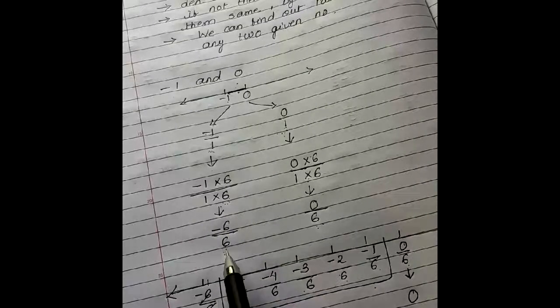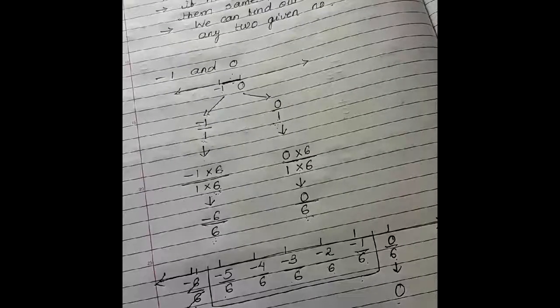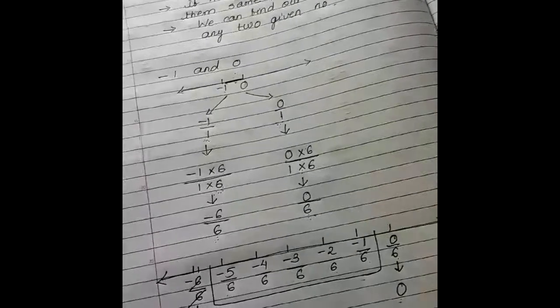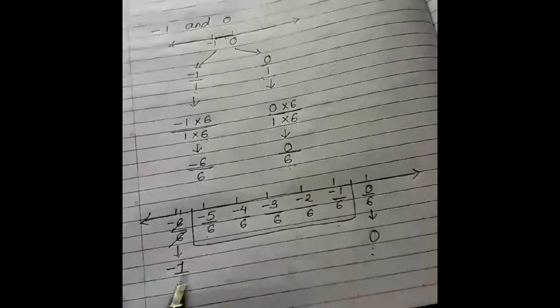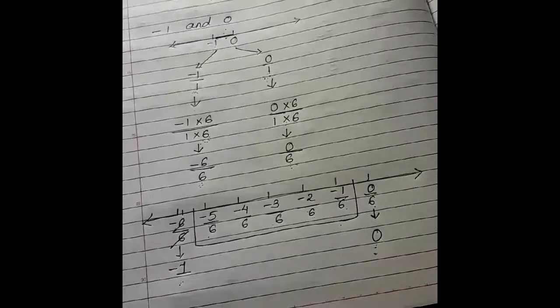Now see, हमने स्पेस बढ़ा दी बीच में. So now we can write down this. And -6 upon 6 is what actually? It is nothing but -1 only. And what about 0 upon 6? It is nothing but 0 only, right? So this is how we can find out rational numbers between two given numbers.